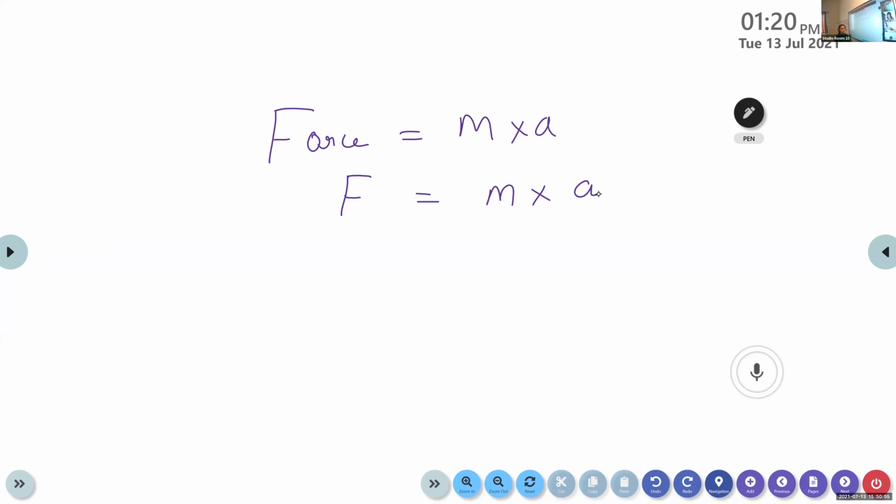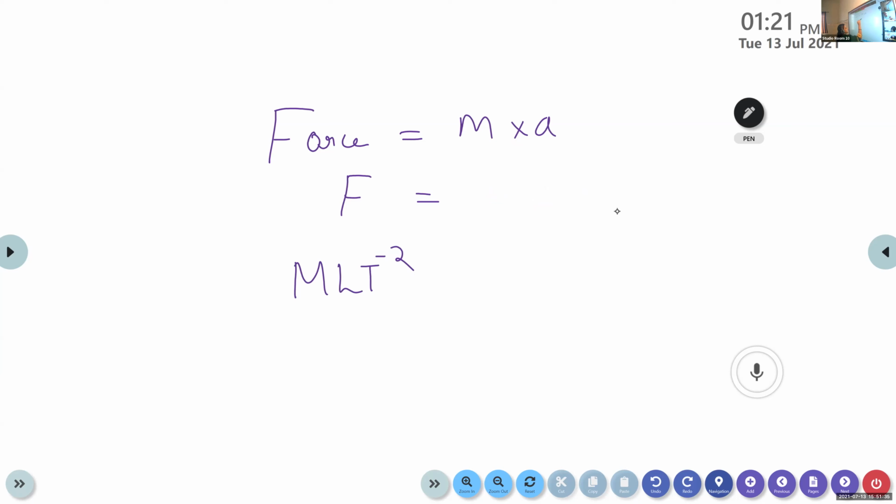Okay. So according to the principle of homogeneity, the dimension of each term on either side of the equation should be the same. So here we are going to write the dimension of each term. On the LHS we have force. What is the dimension of force? Write the dimension for force. MLT raised to minus 2, right? MLT raised to minus 2.